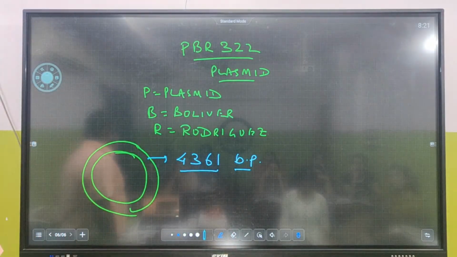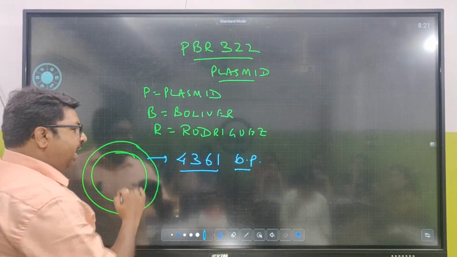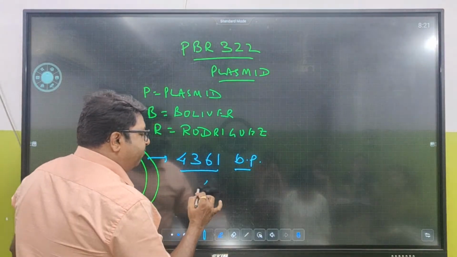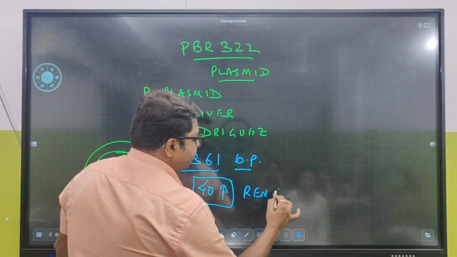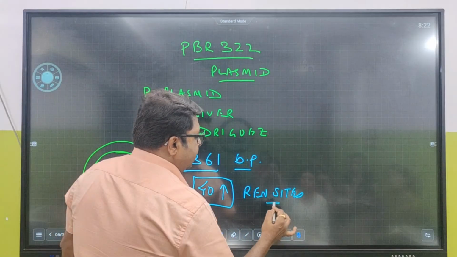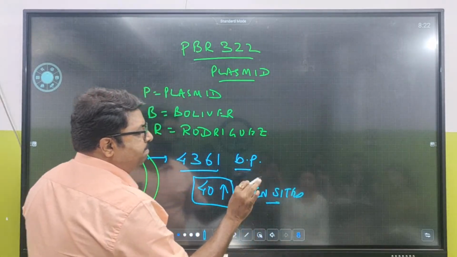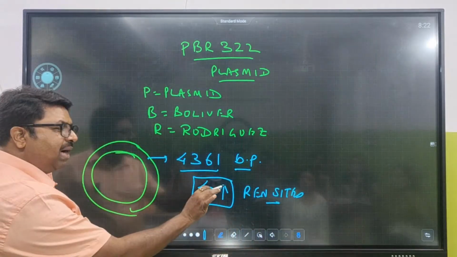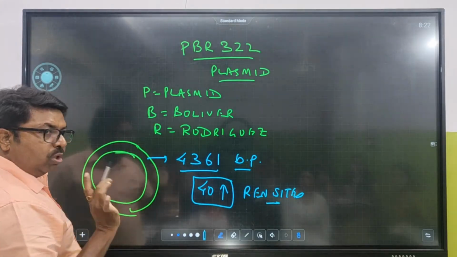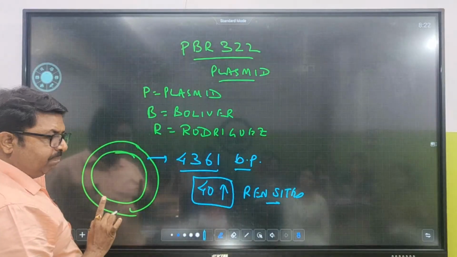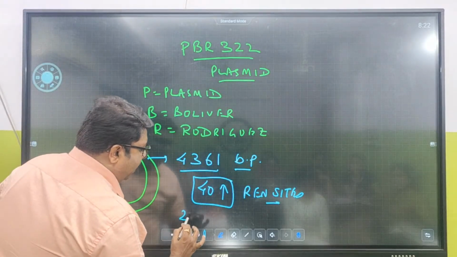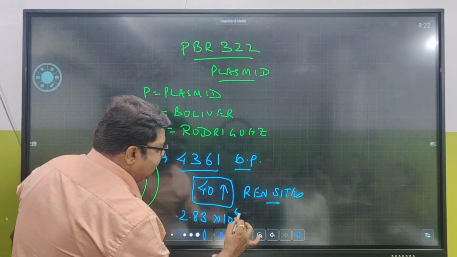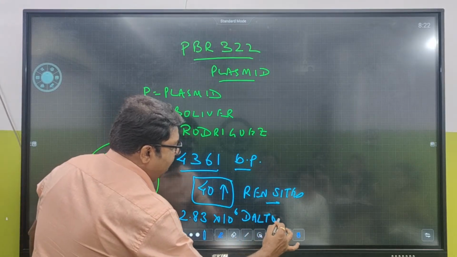4361 number of base pairs. Clear? It's having more than 40 REN sites. But in our book, we have got only 9 particular enzymes, 9 particular REN being shown in your book. And we are going to talk about each one of them. And then, the molecular weight is 2.83 into 10 to the 6 Dalton. So it's having high molecular weight.